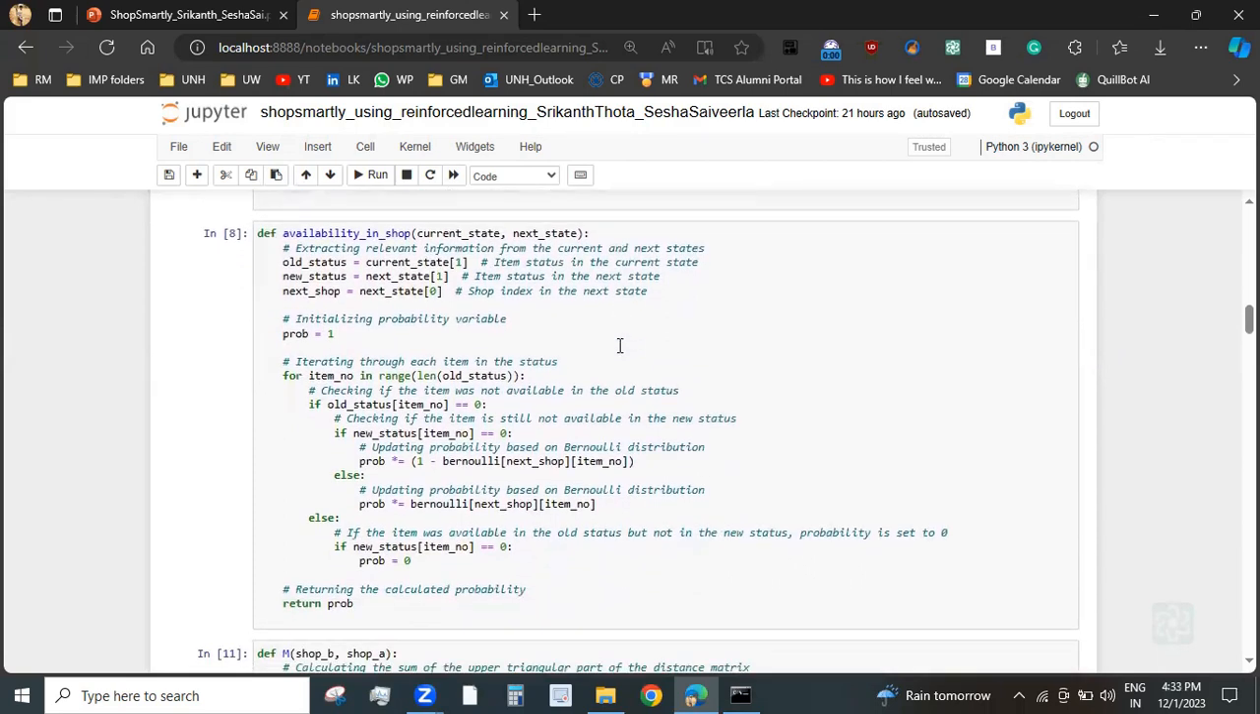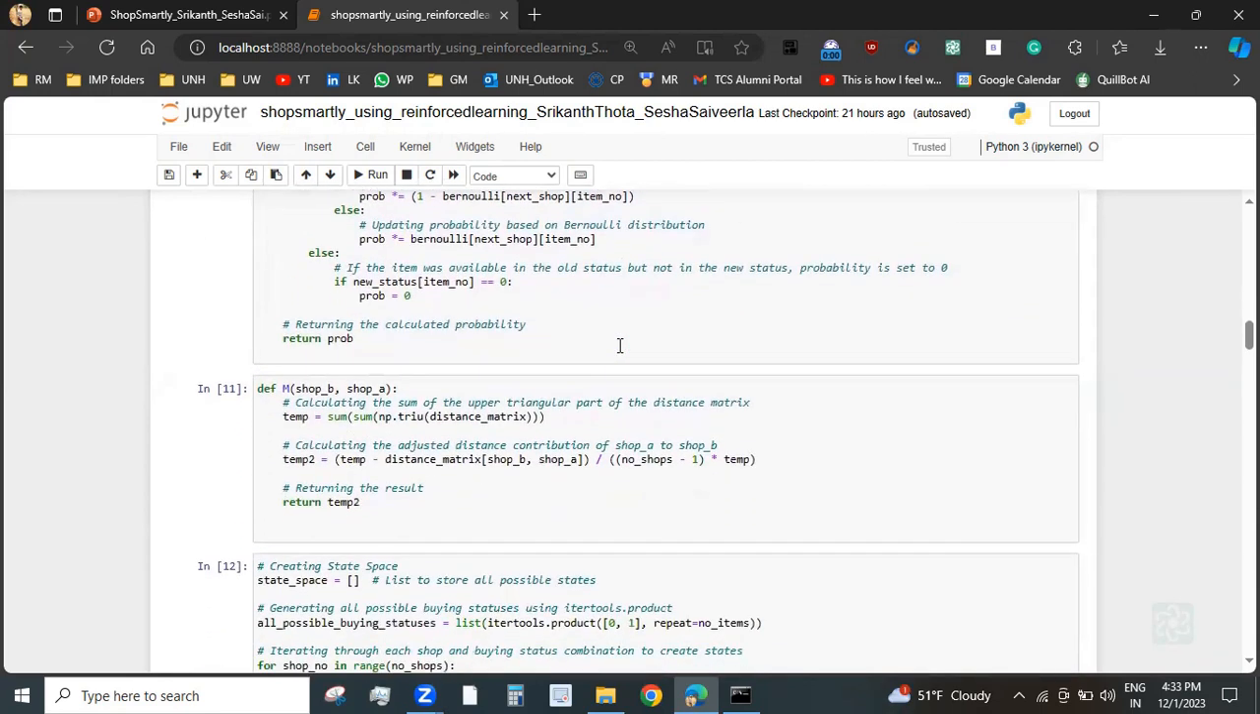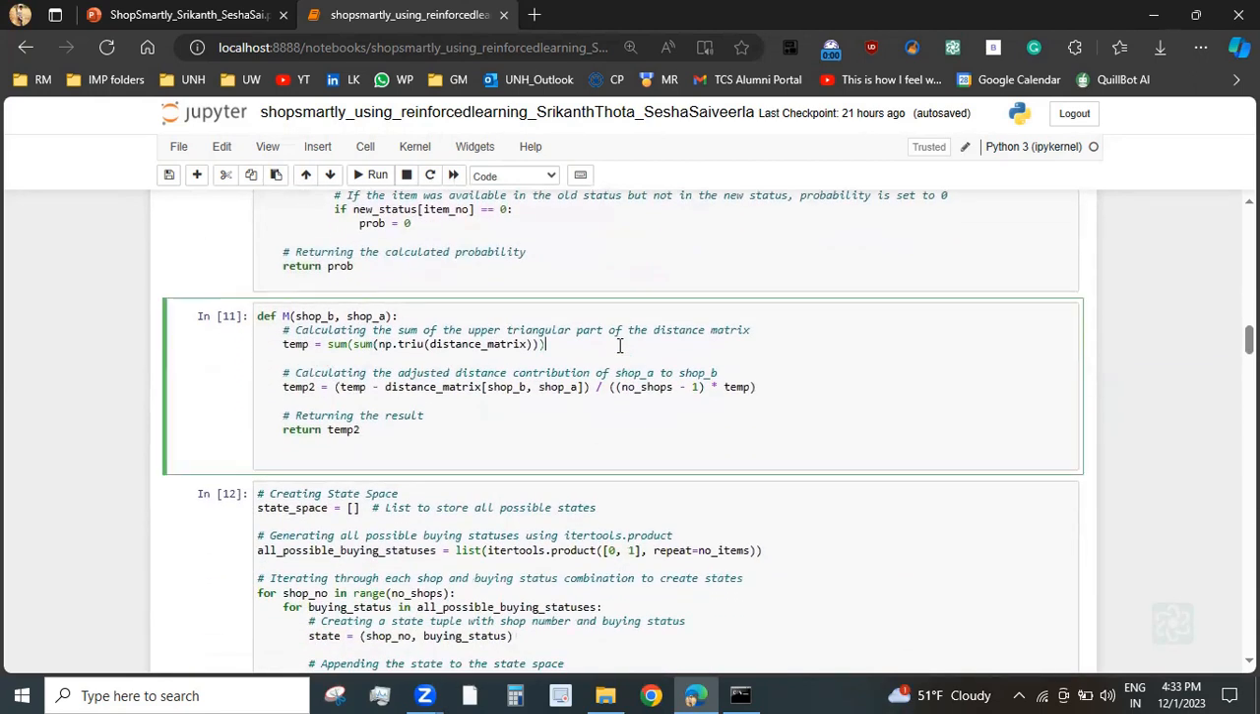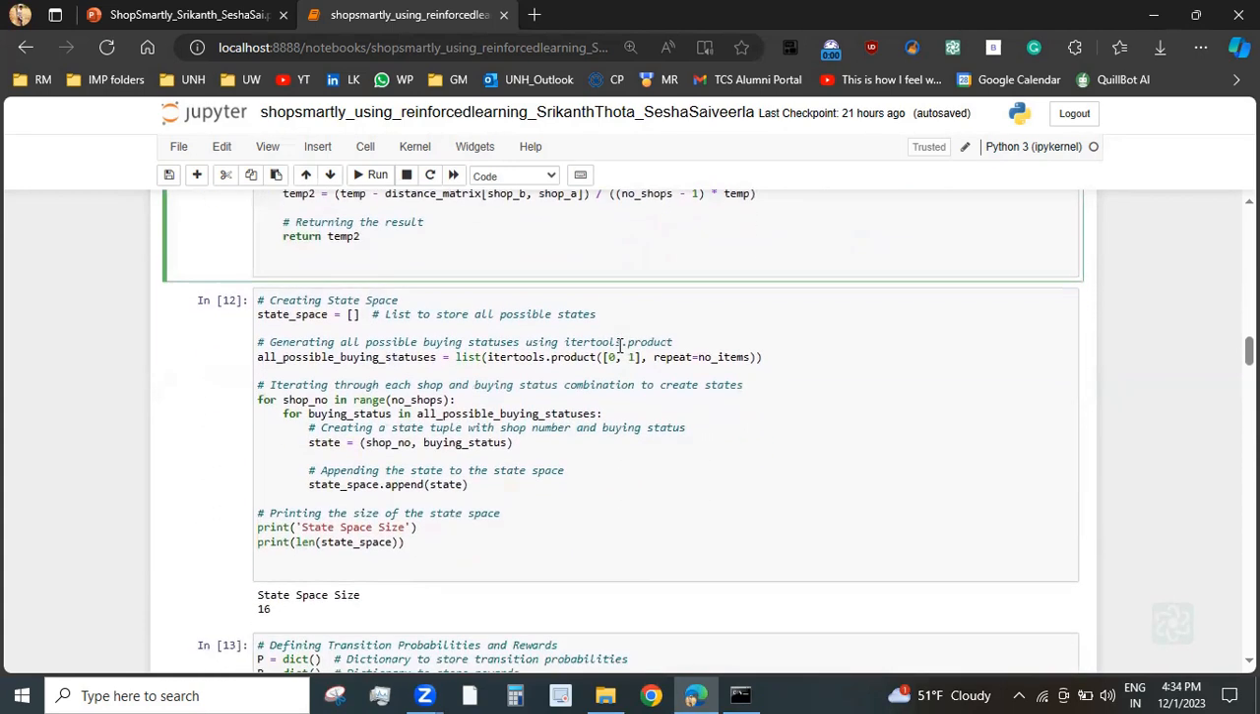For that, by using the availability in the shop function, we are calculating the probability of finding items in the shop based on the current and the next state. And we have defined the M function, which calculates the value based on the distance matrix between the 2 shops. And now we are creating the state space.